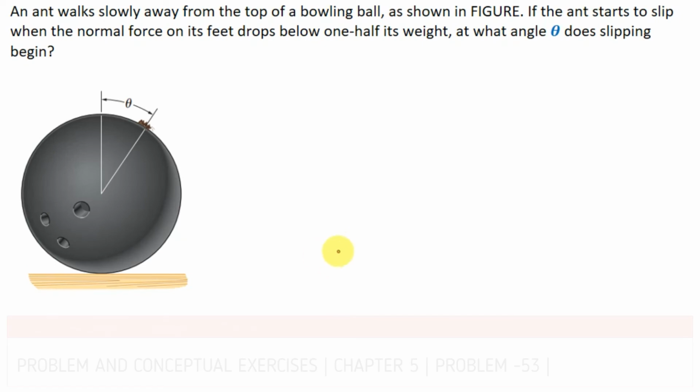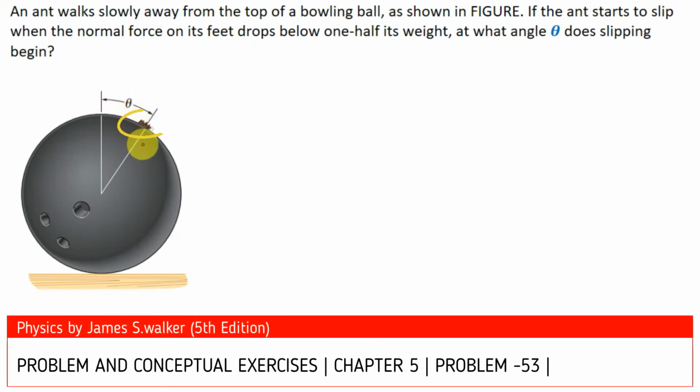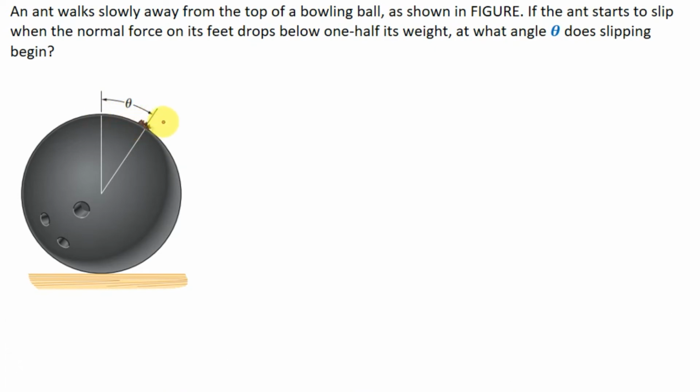Now in this question, we are given that this is an ant that walks slowly away from the top of the bowling ball, as you can see here. Now if the ant starts to slip when the normal force on the feet drops below half of its weight, then at what angle does slipping begin? To solve this problem, we're going to use Newton's second law of motion, and we're going to apply Newton's second law along the radial direction of the circle.